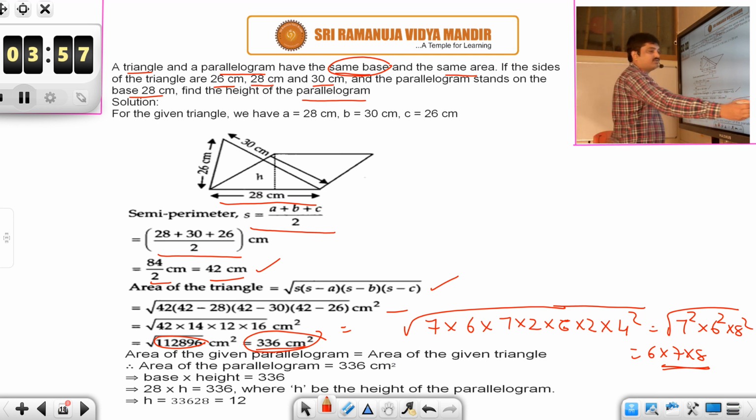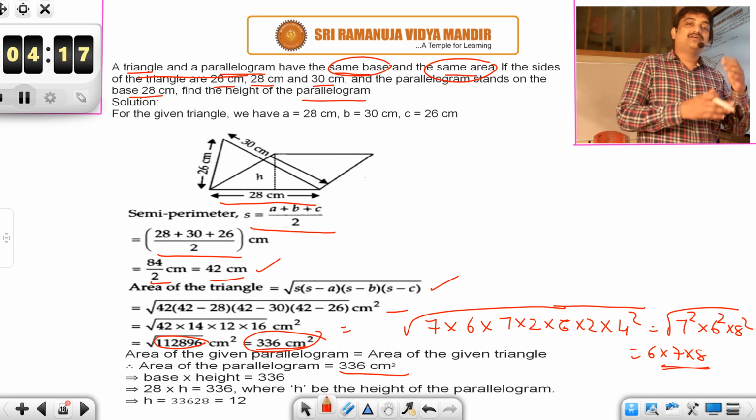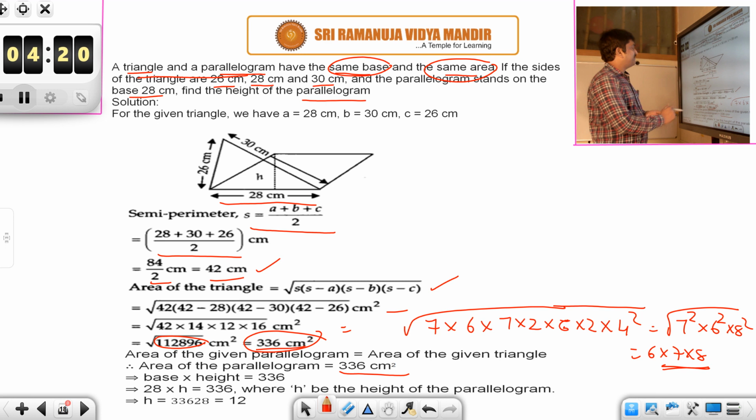Now we have found the area of the triangle to be 336 centimeters square. But it is given that the triangle and parallelogram have the same base and the same area. So the area of the parallelogram is also 336 centimeters square, right? And we know that the area of a parallelogram is given by base into height, and the base of the parallelogram is 28 centimeters. We don't know the height, that is what we have been asked to find. So base into height is 336. Can you find the height from this? Height will be 336 divided by 28, so you will get 12.